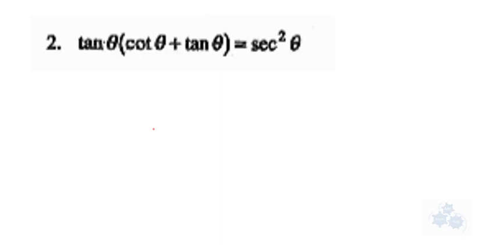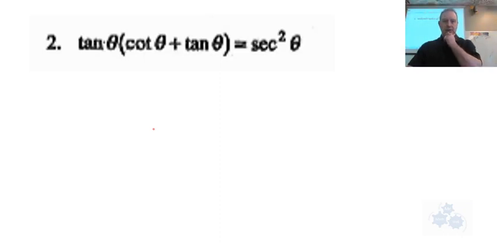All right, so on your practice assignment here, this is number 2. So we're going to go over this one. We want to prove that this is an identity, so we want to focus on one side and manipulate it so that it looks like the other.